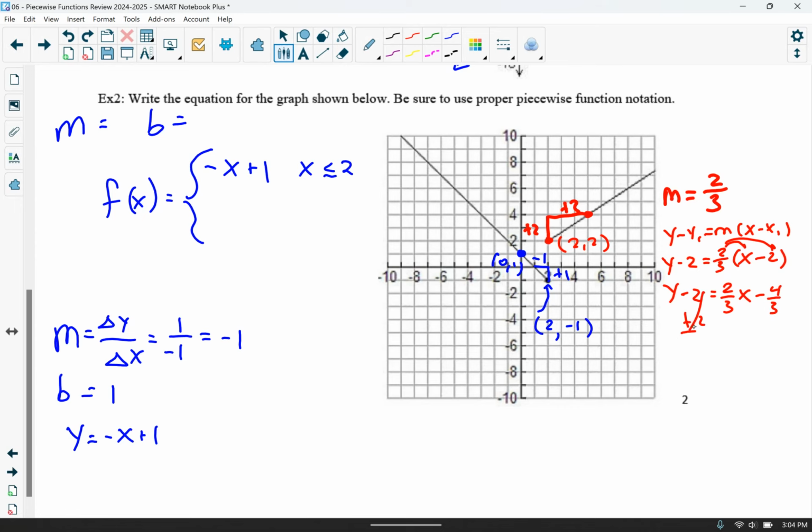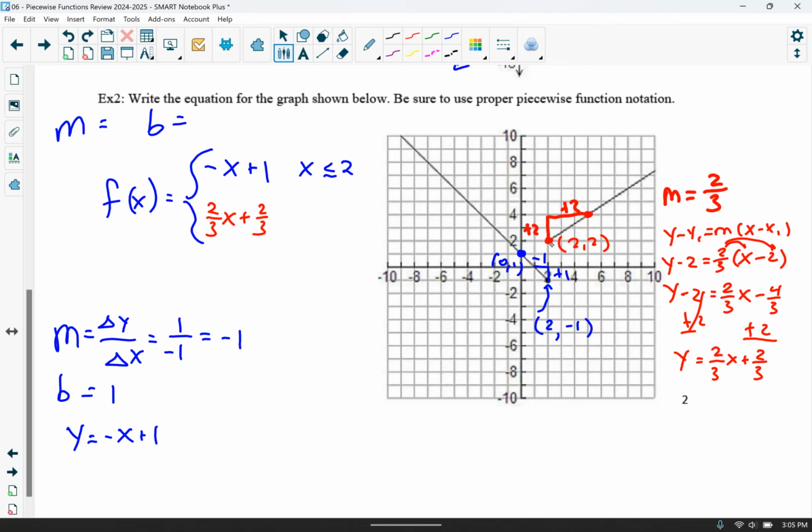I have to add 2 to both sides. As I'm adding 2, I'm thinking about common denominator. 2 with a denominator of 3 would be 6/3. So -4/3 plus 6/3 would be a positive 2/3, giving us our equation in slope-intercept form of y equals 2/3 x plus 2/3. Okay, so I'm going to show that as f of x equals 2/3 x plus 2/3. And our perfect point there was the ordered pair 2, 2.